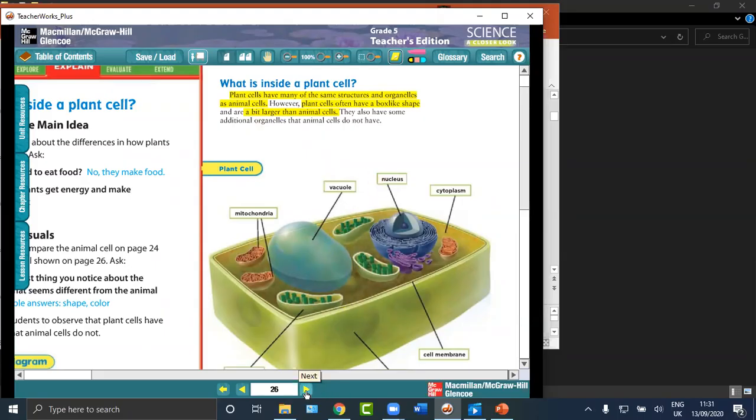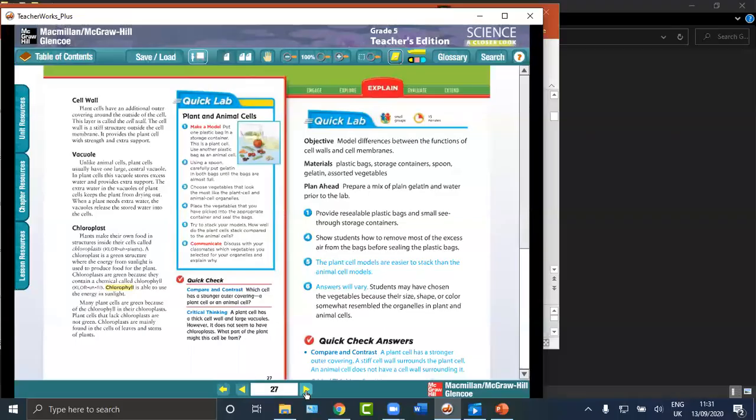Now we are going to move to page 27. Teacher, can I read? Yes, because I will highlight. I will make a zoom. One minute.